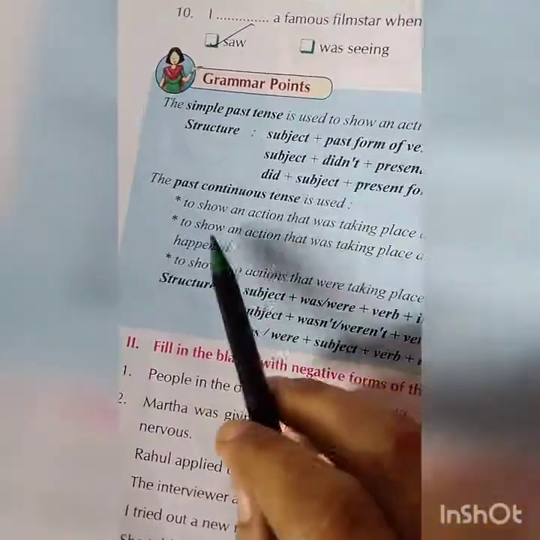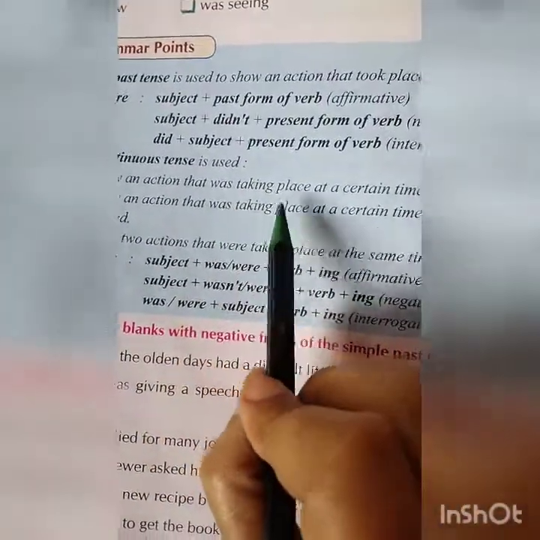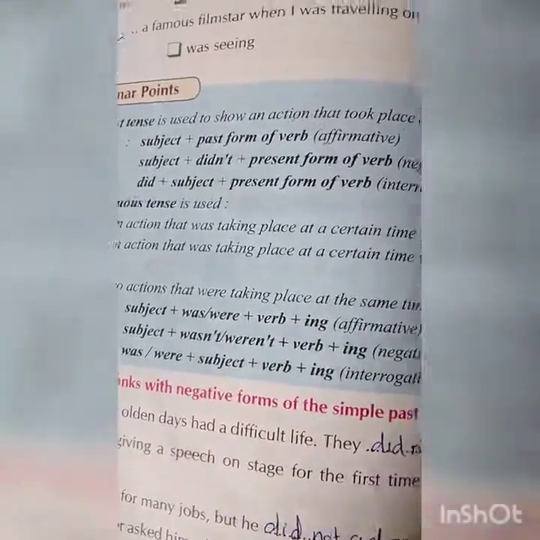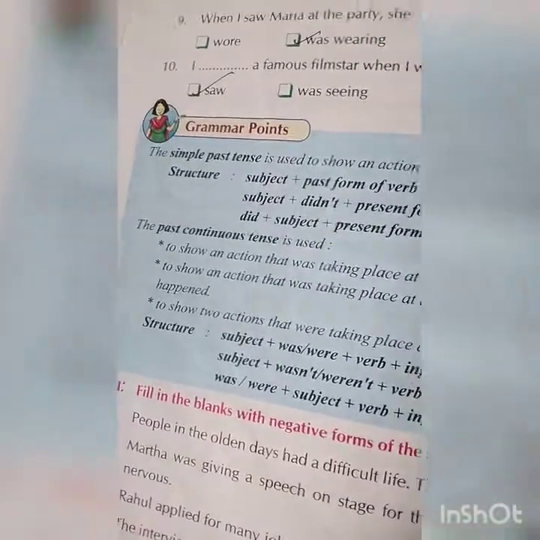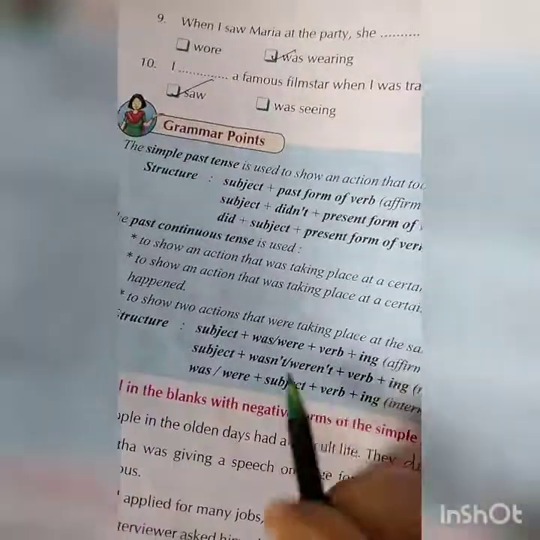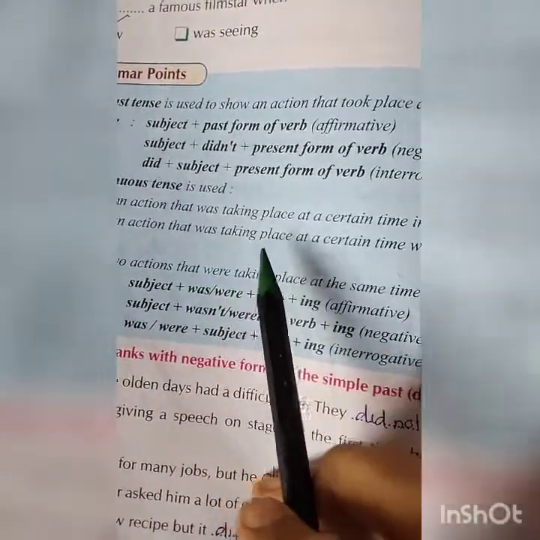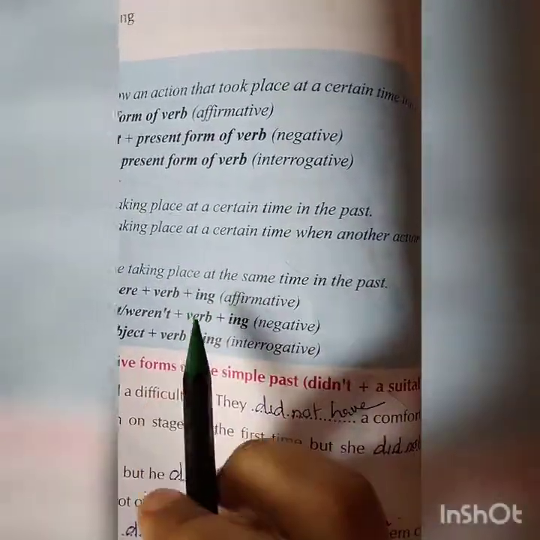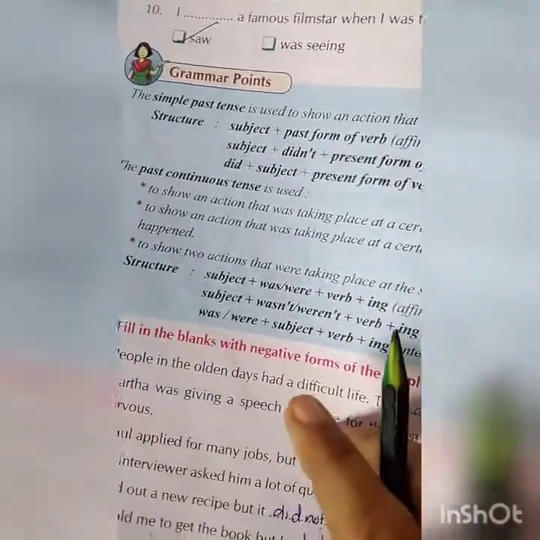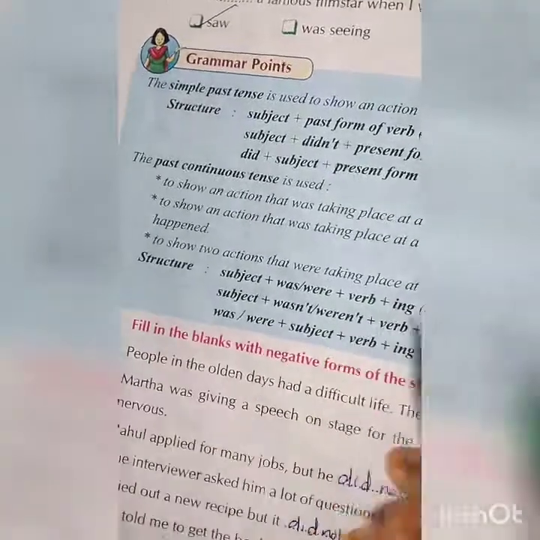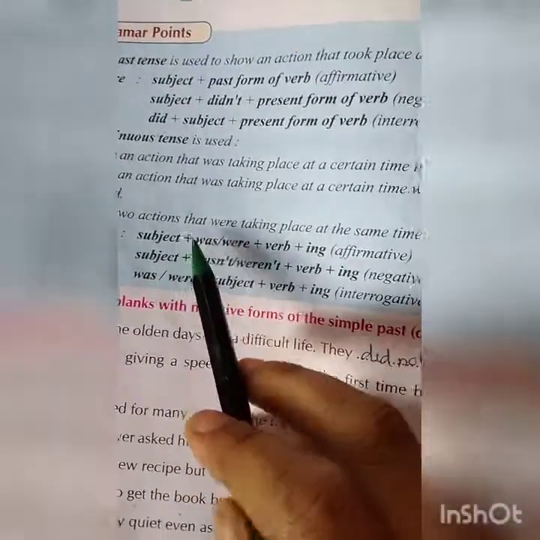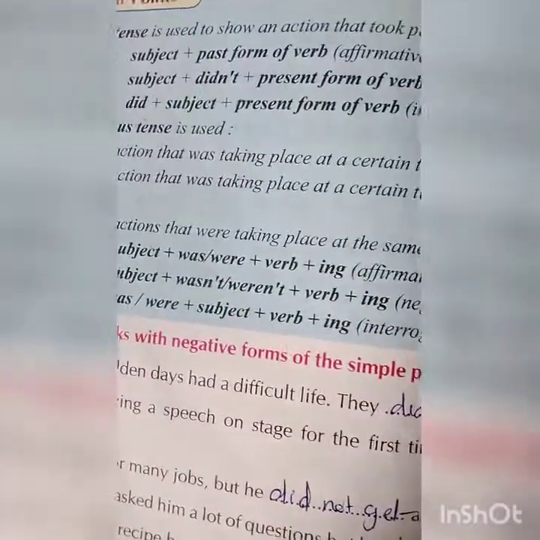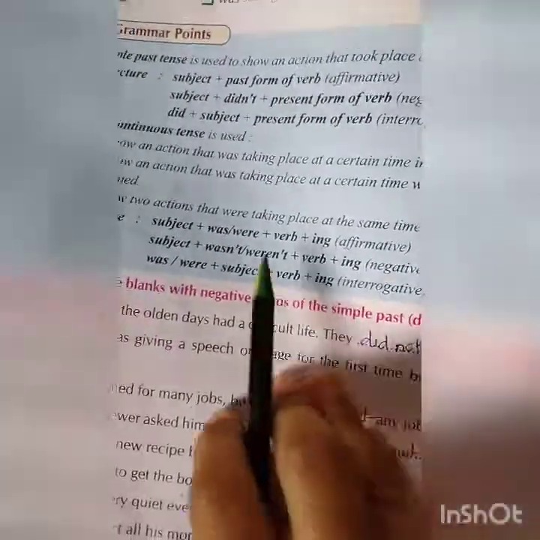Past continuous tense is used to show an action that was taking place at a certain time in the past, not now. It had been already done in the past. It is used to show an action that was taking place at a certain time when another action happened. Past continuous tense is used to show two actions that were taking place at the same time in the past.